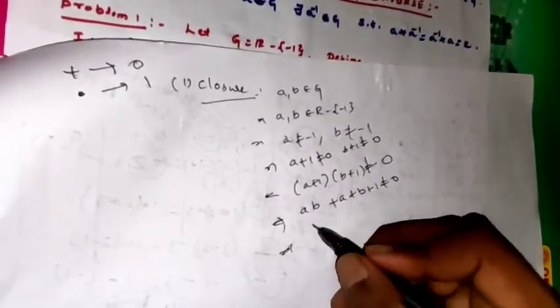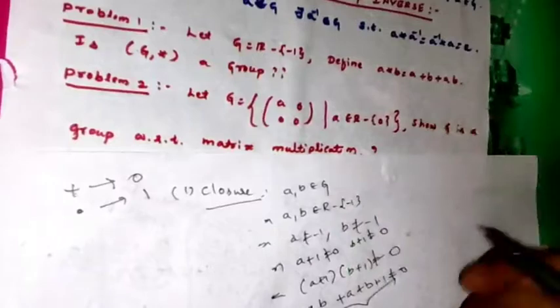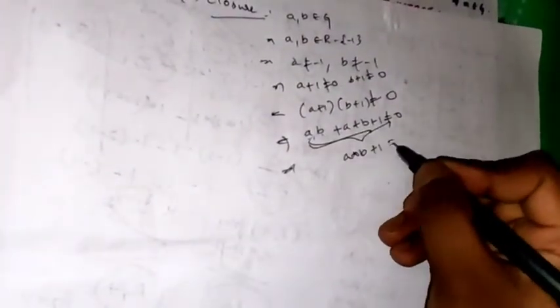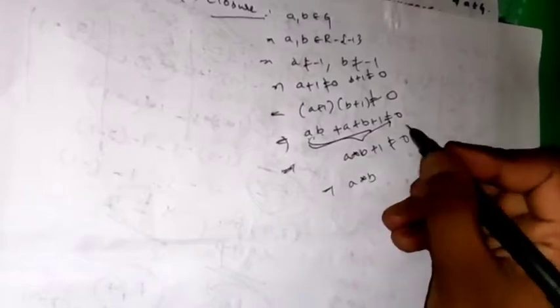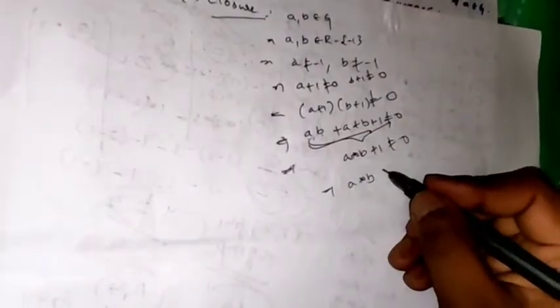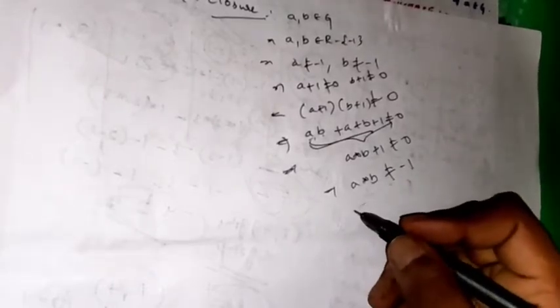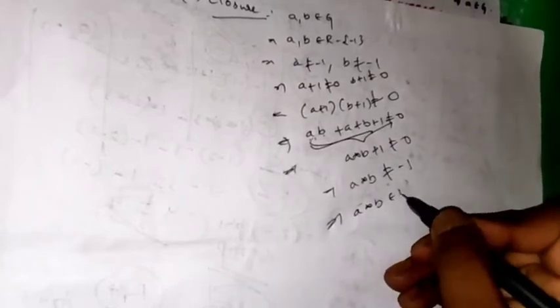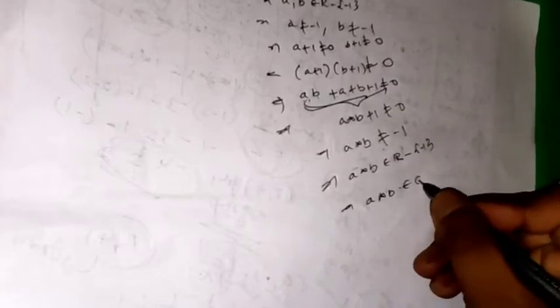And what is this condition? AB plus A plus B is A star B. So A star B plus 1 is not equal to 0. That means A star B, with the plus 1 going to that side, is not equal to minus 1. What is the meaning of this? A star B belongs to R except minus 1. That means A star B belongs to G. The closure property is satisfied.